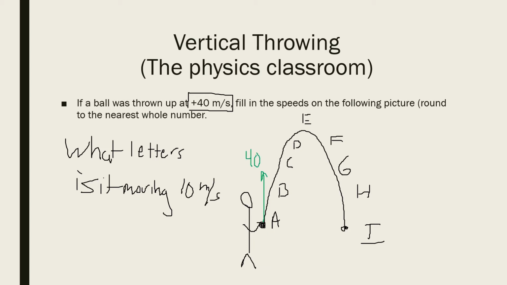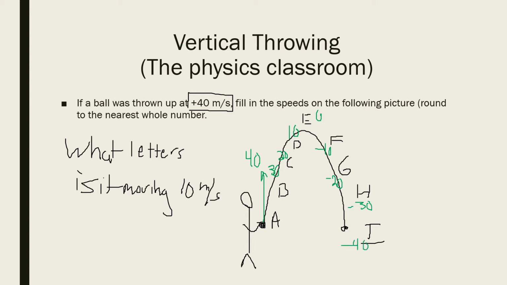Here it's going up 40. Then it's going to be going up 30, 20. D is 10, E is 0, F is negative 10, G is negative 20. It's the same picture as the other slide, guys. I know my handwriting is getting a little worse, but negative 30, negative 40.